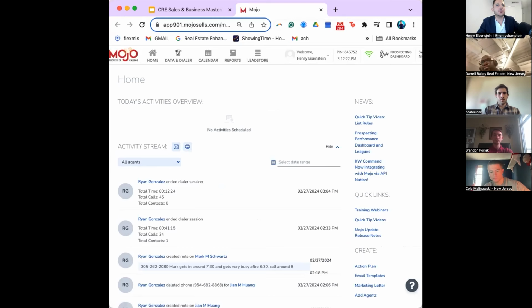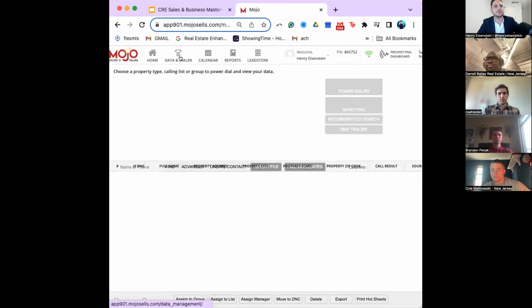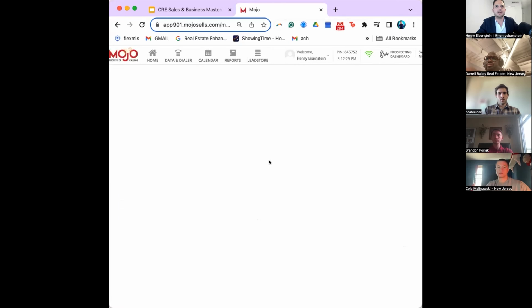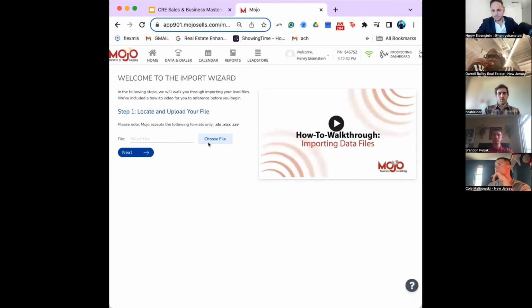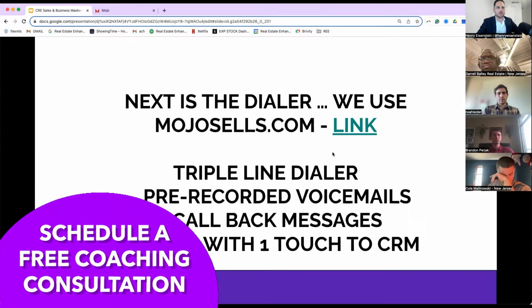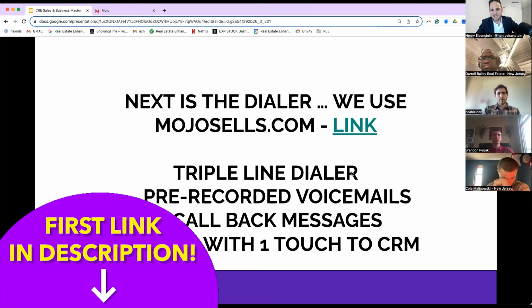In Mojo, all you're going to do is go to data and dialer. You're going to see a bunch of lead lists in a second. You're going to go to import file in the middle center here, and you're going to import that file. So you're going to take the lead list and import it into the file, and the main thing you're going to want to do is, in the Mojo dialer, which we're going to jump back to now on this screen, make sure you have the triple line dialer activated on your pre-recorded voicemails.